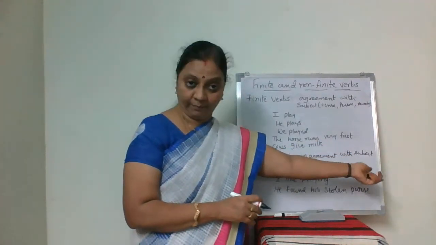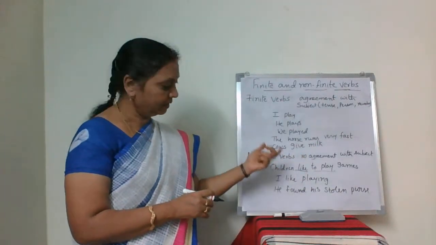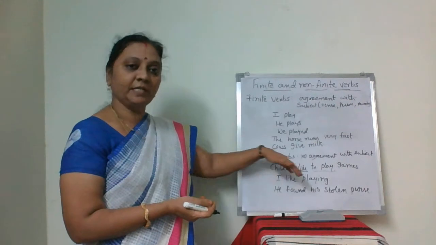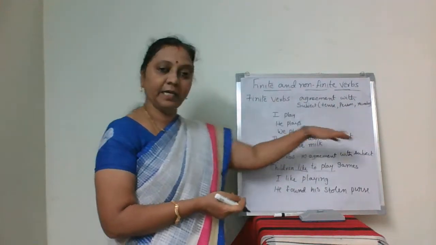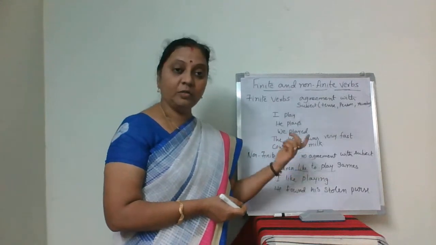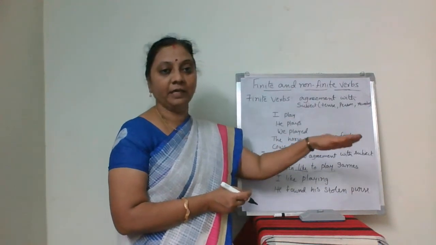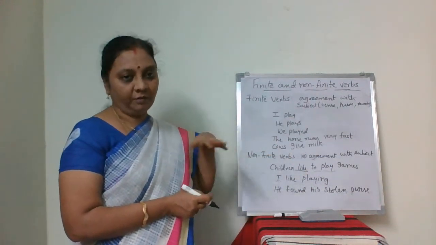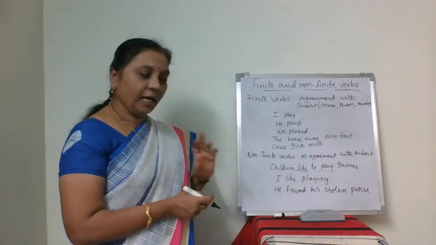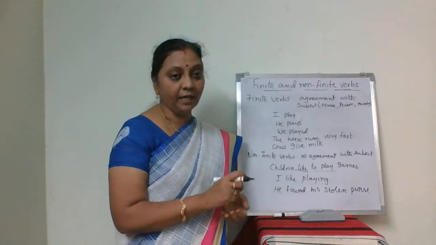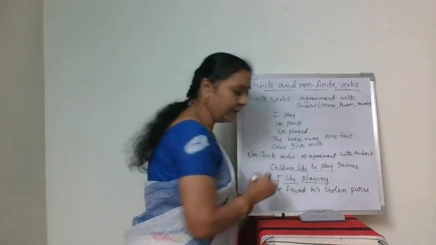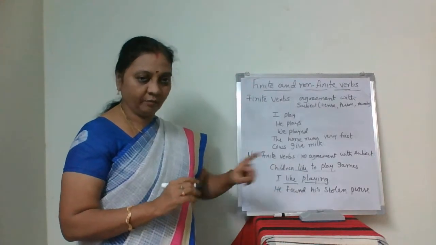Children like games, isn't it? There's a meaning if you take out the non-finite verb also, there's a meaning in this sentence. Children like games, isn't it? But they are also needed to expand the sentence or to give various meanings to the sentence. They are required. I like playing. I like. Like again is a finite verb and playing is a non-finite verb.